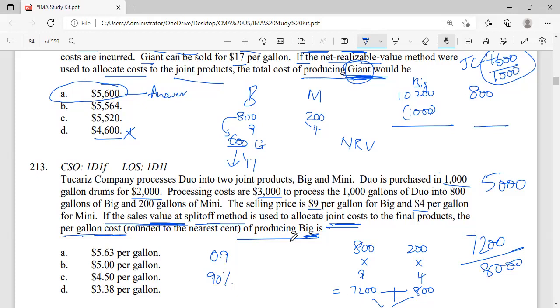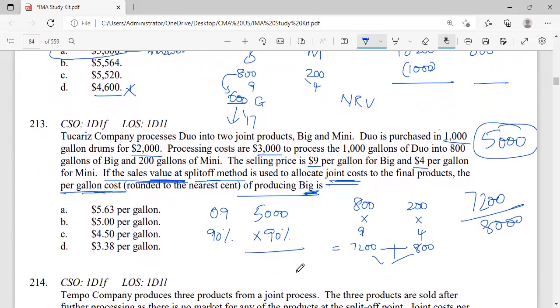Now I have my cost. Total cost is how much? My joint cost is 5,000. So this 5,000, I can do it into 90%, which will be equal to 4,500. Clear? Now this 4,500 is there, but the question is, what is the amount per gallon? What is the amount per gallon is the question.